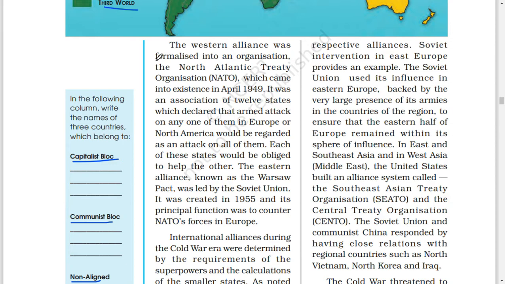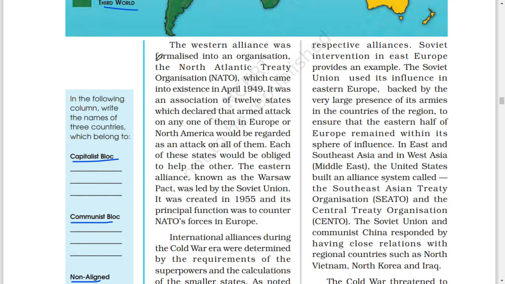The Western Alliances was formalized into an organization, the North Atlantic Treaty Organization (NATO), which came into existence in April 1949. It was an association of 12 states which declared that armed attack on any one of them in Europe or North America would be regarded as an attack on all of them. Each of these states would be obliged to help the other.